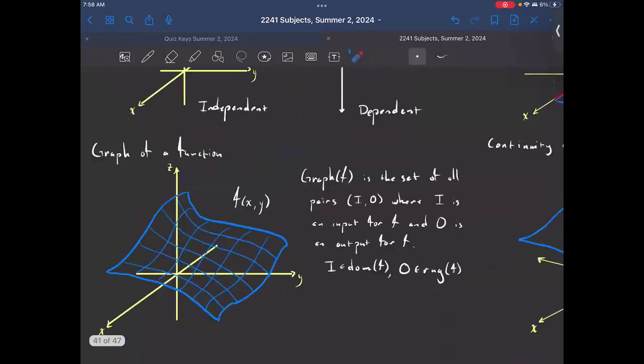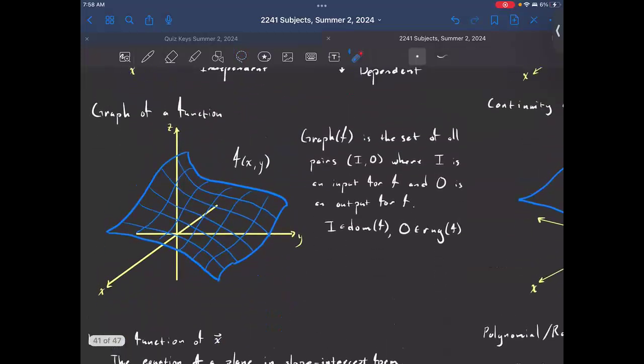All right, what is the graph of a function? Well, it's exactly what you think the graph should be, but this is what it looks like in 3 dimensions. You have a whole surface here, because you have a surface of x, y values to plug in, and for each one of them you get out a z value, and this function is continuous, so everything kind of smoothly meshes together into this big surface. The graph of f is the set of all pairs (i, o), where i is an input and o is an output for f. So i in the domain, o in the range of f.